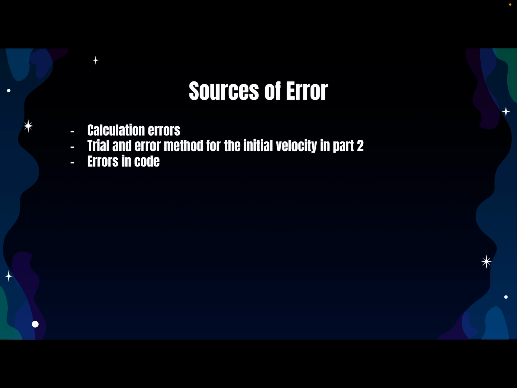Some possible sources of error included small calculation mistakes, rounding, and trial and error adjustments of the spaceship's initial velocity. Because the code used manual tuning for stable orbits, it was easy to overshoot or undershoot certain velocity values.